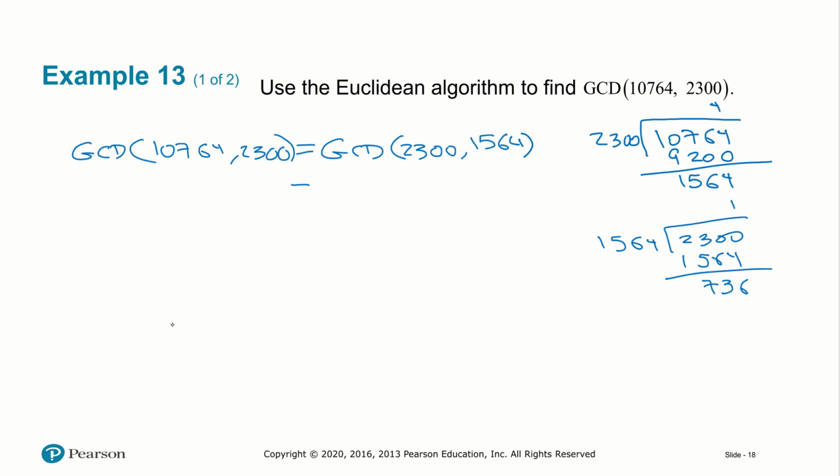So I know that this is going to equal the GCD of the remainder and the smaller of the two numbers. And I will write the 1,564 first, just so that I have it as the large number coming first. And 736. All right, so we repeat the process. We're going to divide 1,564 by 736.